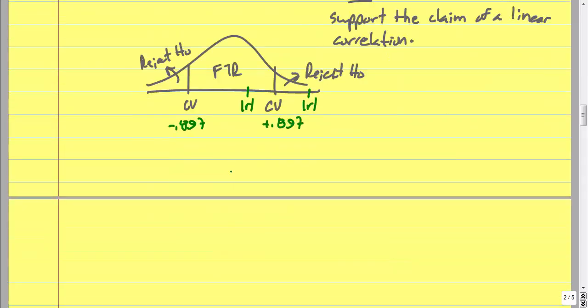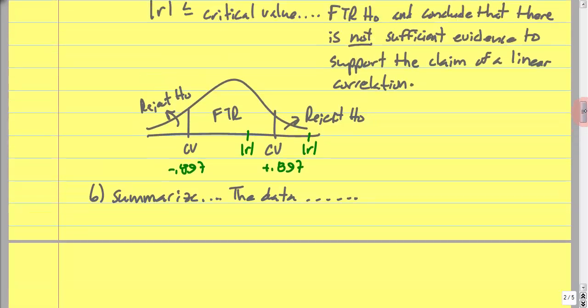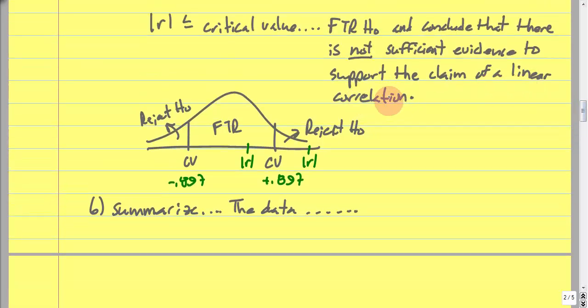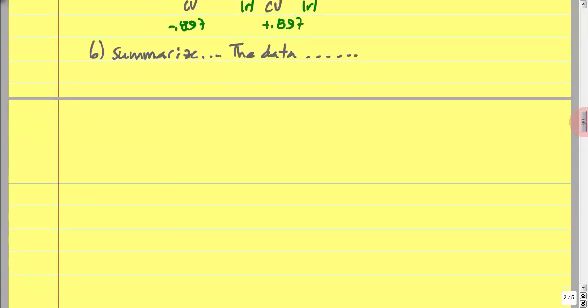And then our last step, of course, is to summarize. And again, we always blame it on the data. The data supports the conclusion, or the data does not support the conclusion, that there is enough evidence to claim a relationship of a linear correlation or not. We kind of have the summary up here a little bit too. So that's the traditional approach.